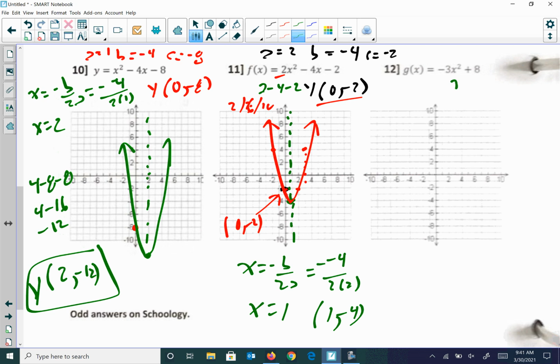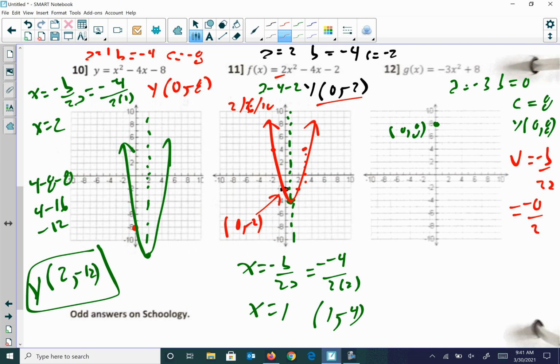Last problem, my a value is negative 3. My b value is missing, so it's 0. My c value is 8. So I know my y-intercept is at 0, 8. So 0, 8's up here. And then my vertex is going to be negative b over 2a, which is 0, negative 0 over 2 times negative 3, which is just 0. So notice this is my axis of symmetry right on the y-axis, which is fine, which means that has to be my vertex. So that's the vertex and the y-intercept.